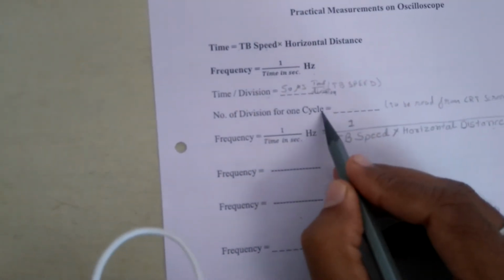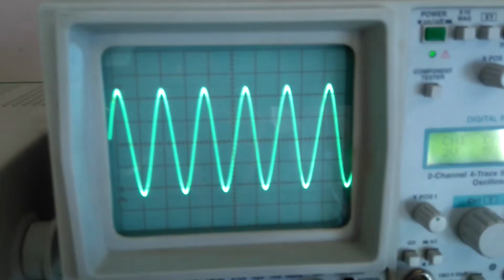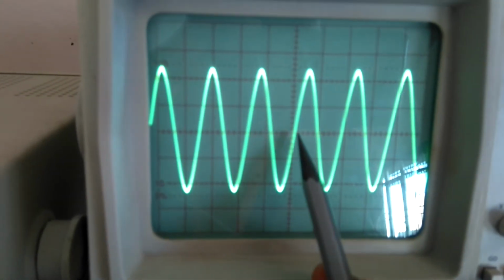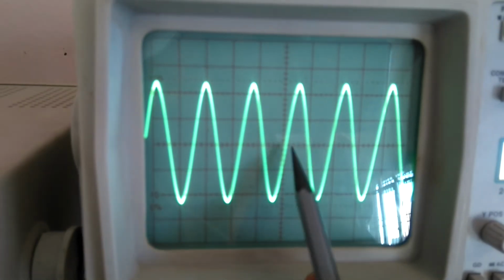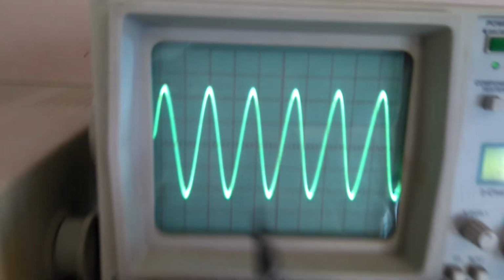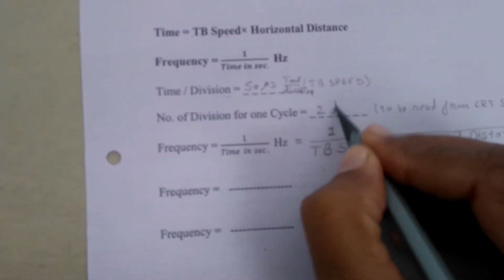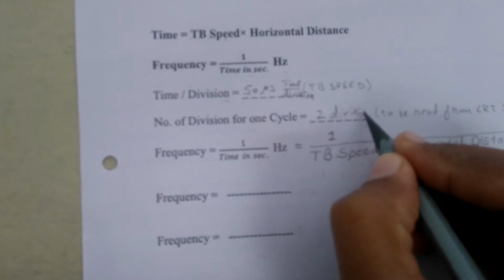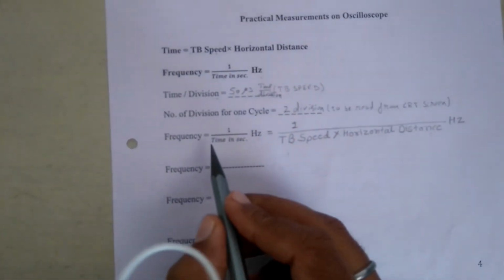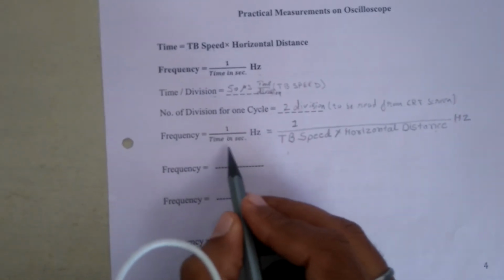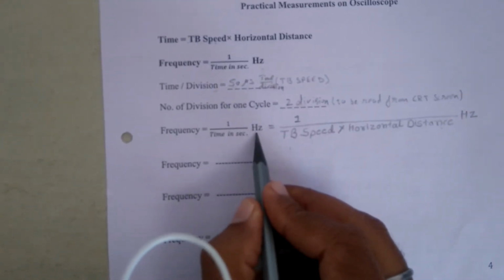Now the next is number of division for one cycle. This can be read from the CRT of the CRO. Number of division we have already found out. This is one division, this is second division for a complete one cycle of the sine waveform. So here the number of division in one cycle is 2. Now this is the formula for finding out the frequency: frequency is equal to 1 upon time in second. This will provide the frequency in hertz.